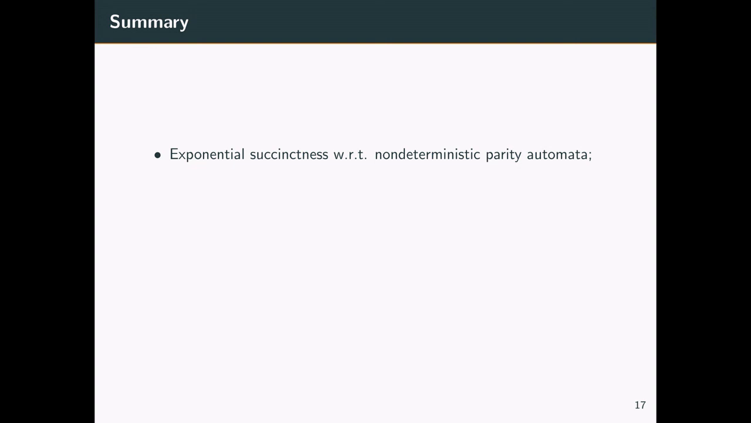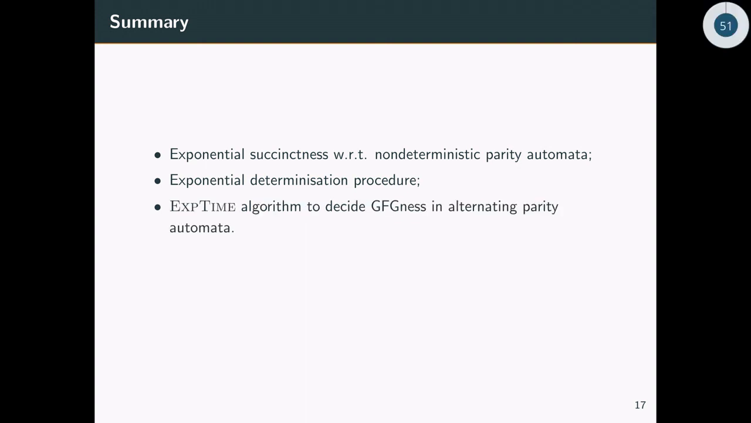So I'll wrap things up there. We have shown an exponential succinctness result, which is tight, as we also have an exponential determinization procedure for alternating good for games automata. And we can use parts of this determinization procedure to also recognize good for games alternating automata. In other words, good for games alternating automata give us additional succinctness when compared to non-deterministic automata, and even more so good for games non-deterministic automata, without seeming to increase the algorithmic complexity.